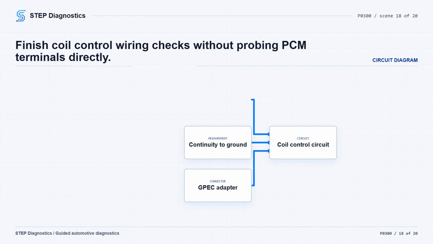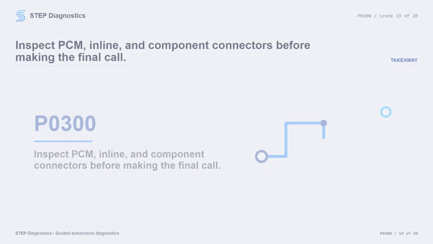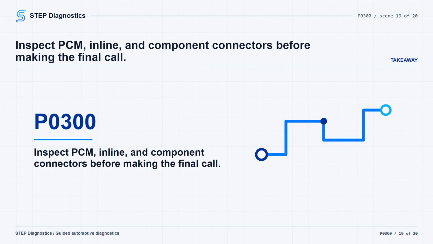If the light stays off constantly during the coil control check, test the coil control circuit for an open. With the PCM-C2 connector disconnected and the adapter installed, measure resistance between the ignition coil connector and the GPEC adapter. If resistance is below 3.0 ohms, move to connector inspection. If it is not below 3.0 ohms, repair the open or high resistance in the coil control circuit and verify the repair. At the end of the path, inspect the related PCM inline and component connections.